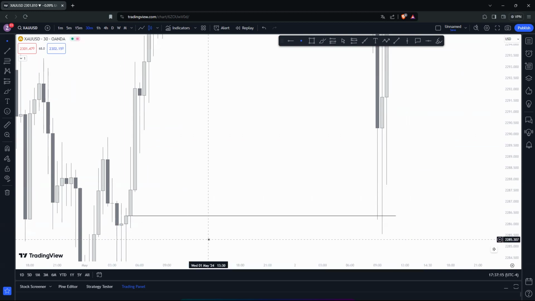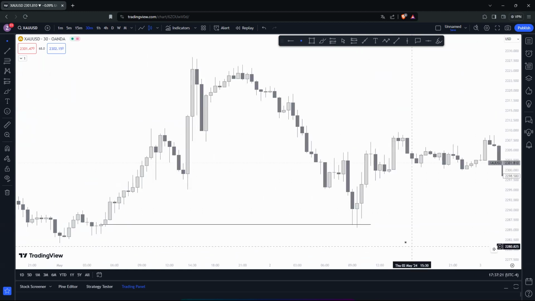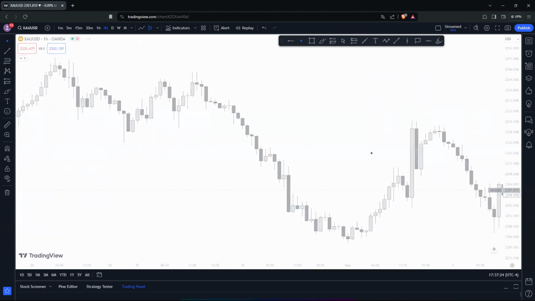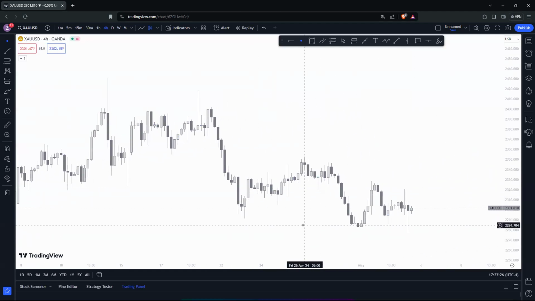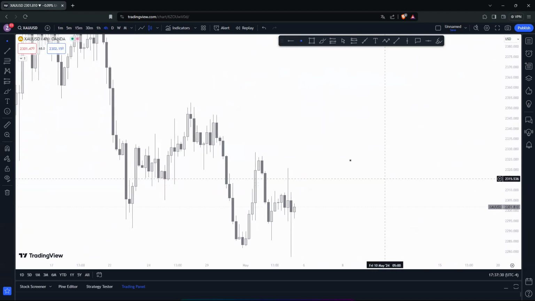But let's say there is no CC here. Simple rejection. Price comes back and then goes up. Okay, guys. Simple yet very powerful. So I think let's take a look at this one.